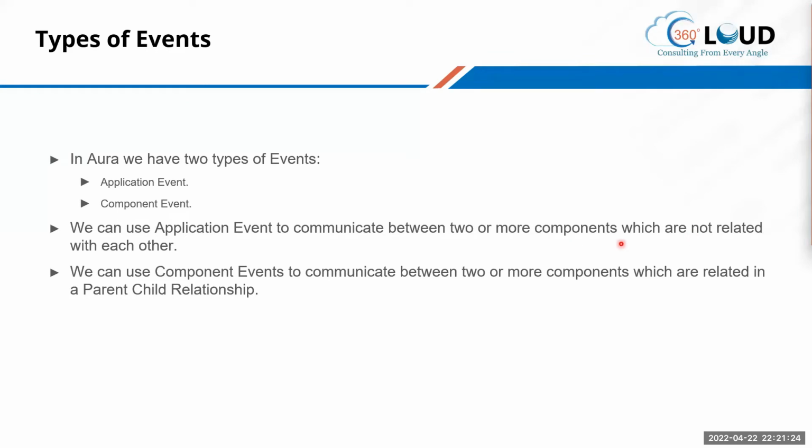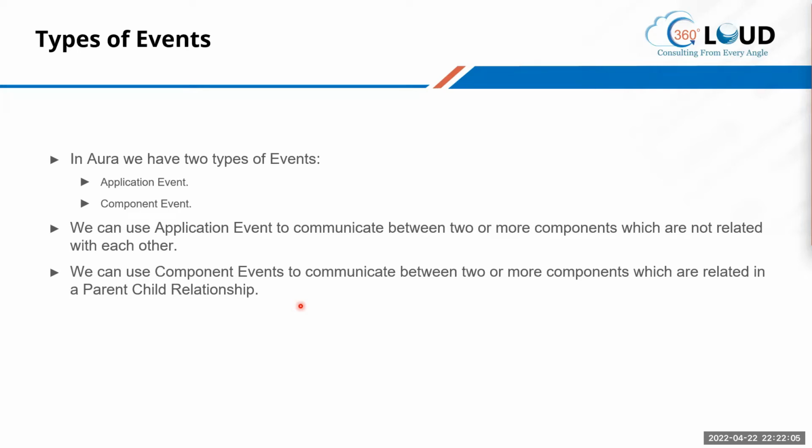Like there are two components just placed on a single window. You can use application event. But if you want to use a component event, then it has to be a parent-child relationship. But that doesn't mean application event cannot be used in parent-child relationships. We can use application event there also, but in that case, application event is available to a much larger audience. That is something which might scare you.